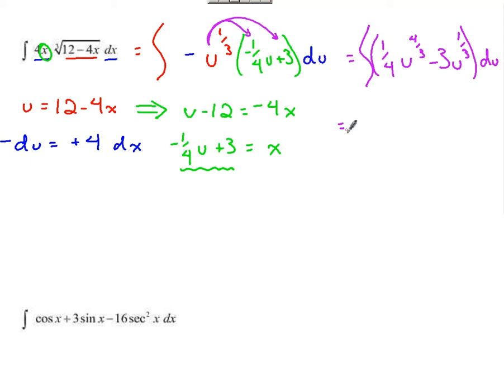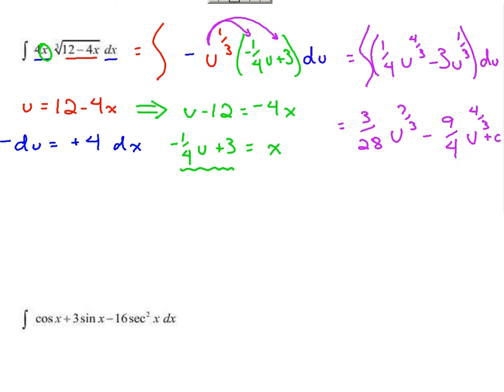So, adding 1 now to our powers. Got u to the 4/3, add 1, it's u to the 7/3. Reciprocal is 3/7. That gets multiplied to the 1/4 in front. That's 3/28. Minus, add 1 to the power here. You've got u to the 4/3. Reciprocal is 3/4. Multiply the 3 in front. So that's 9/4. Squeeze in my plus c there.